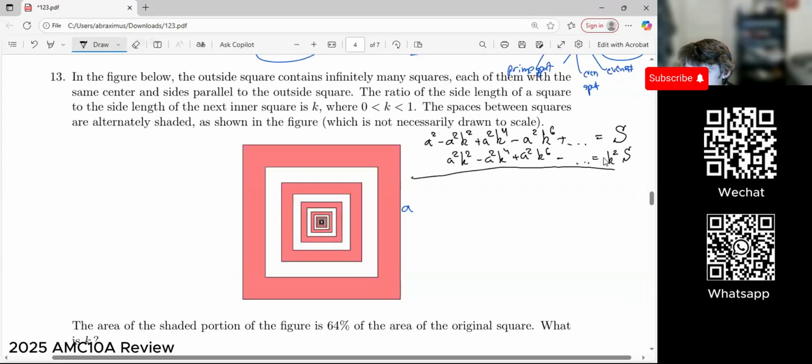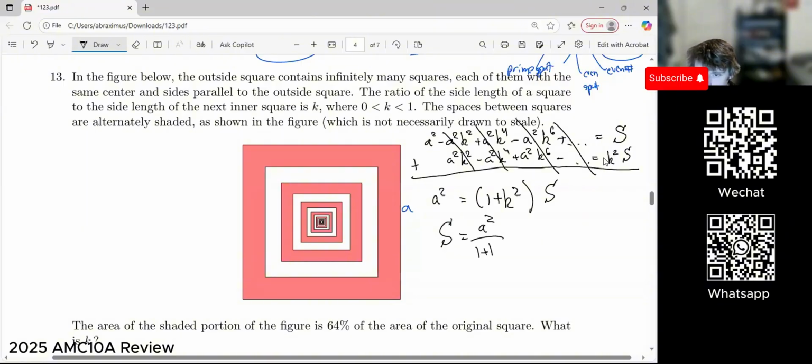Now what happens when we add these? We get an a squared here, but this cancels, this cancels, this cancels, and all these cancel. And so we're just left with 1 plus k squared times s. And so s is equal to a squared over 1 plus k squared, if 0 is less than or equal to k is less than or equal to 1. Okay, and actually we could put an equality here, but it doesn't matter.